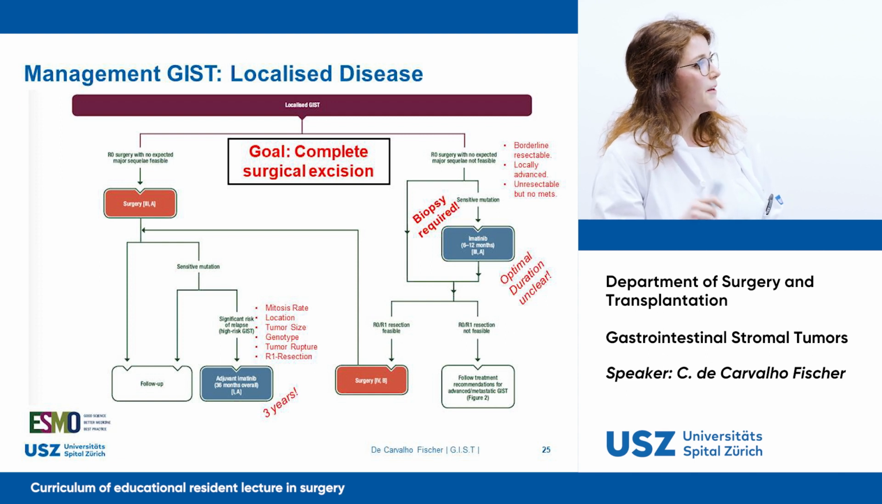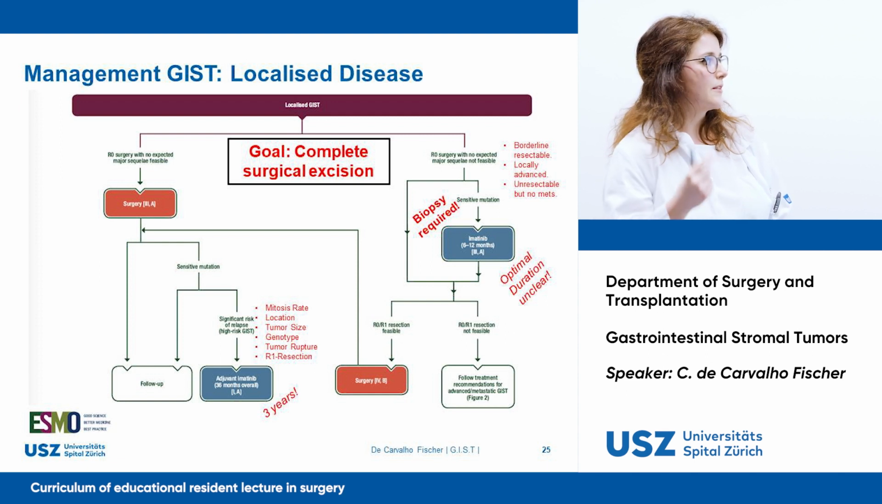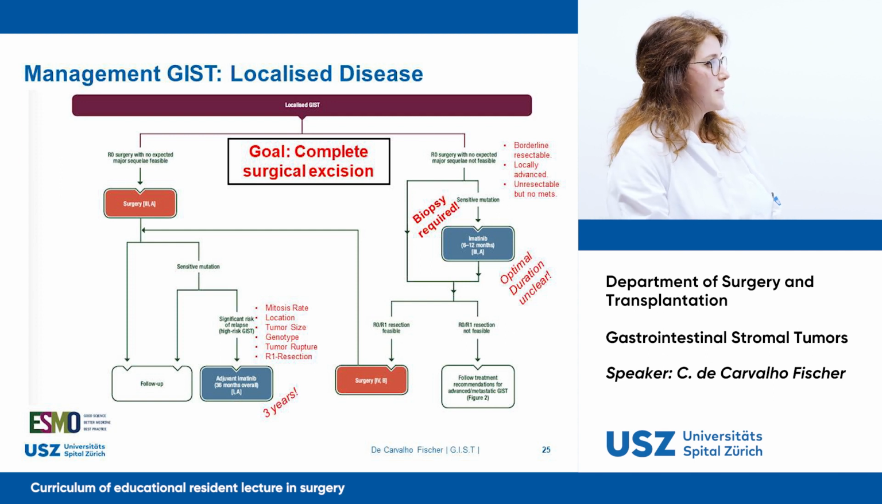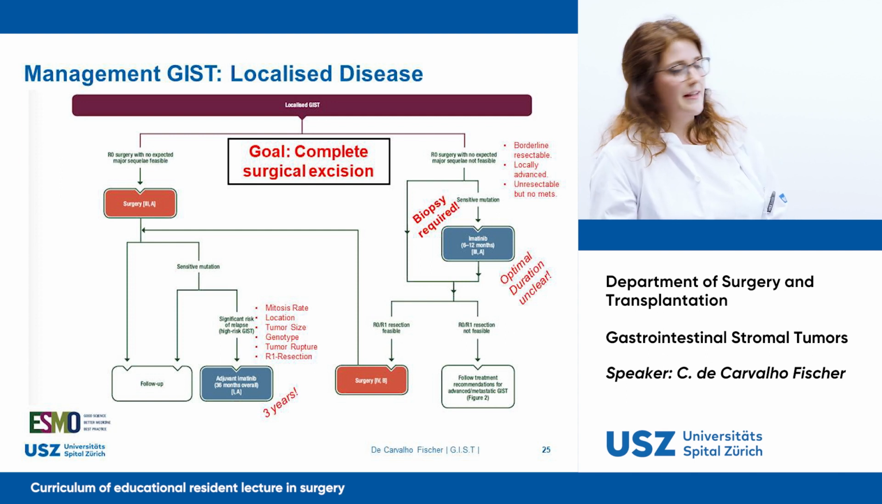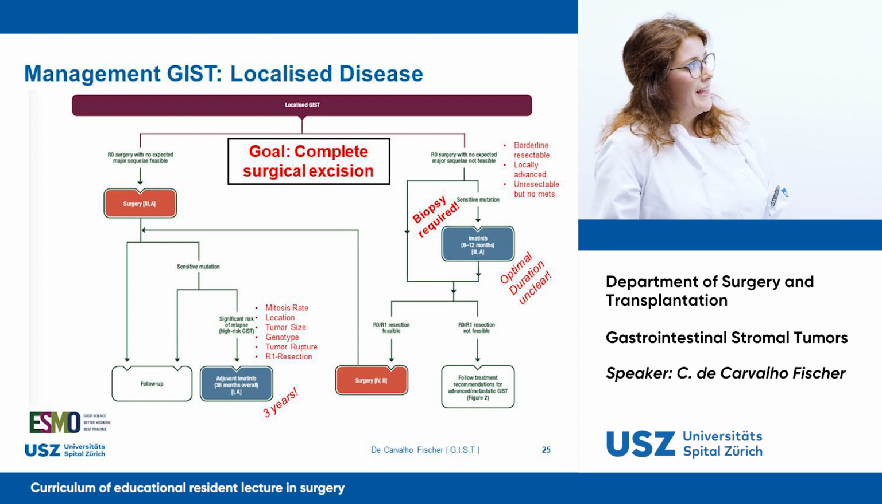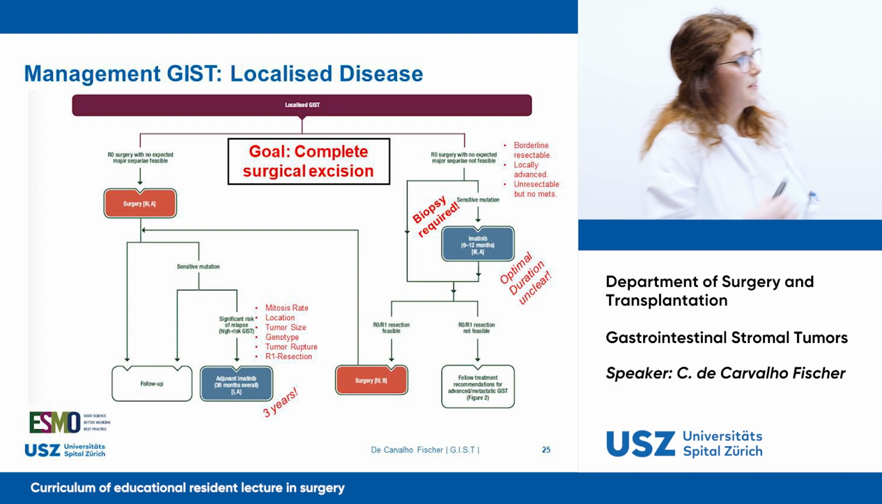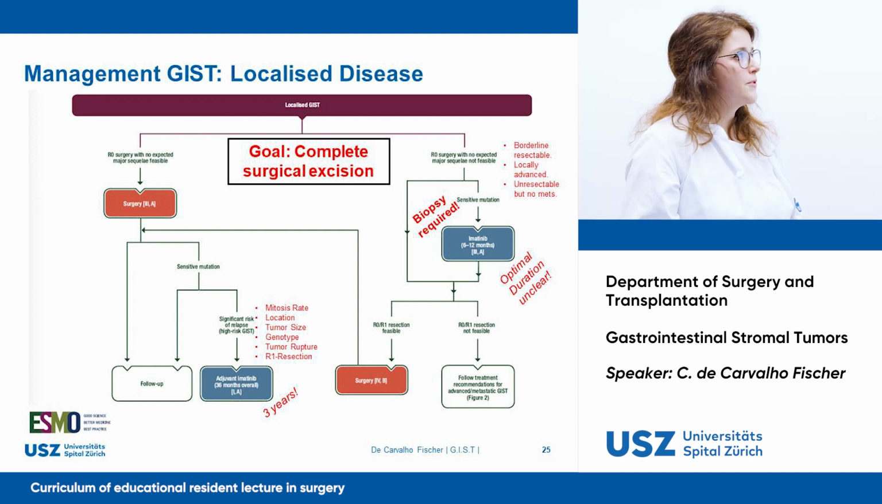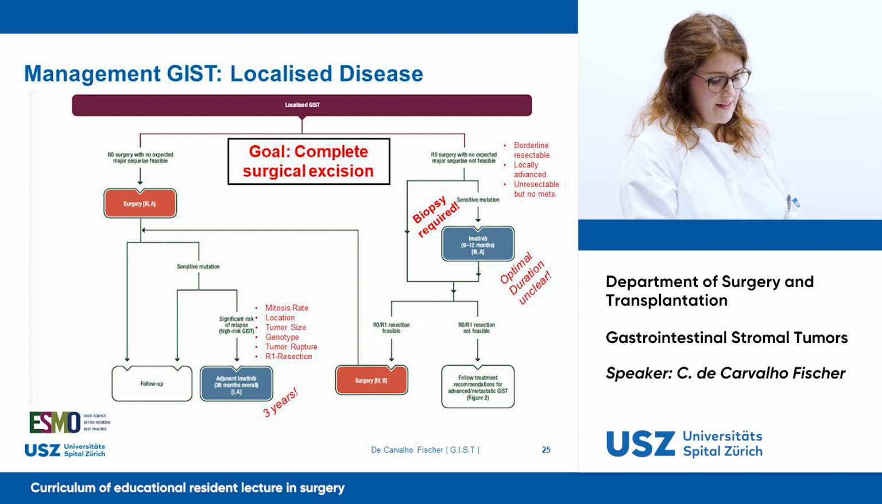Equally, if there was an intraoperative tumor rupture or R1 resection, this would also be a high-risk GIST, and the patient should receive 3 years of adjuvant imatinib. If R0 surgery isn't possible, either because the tumor is too large or morbidity would be too high, then we should biopsy that tumor, perform the same genetic analysis, and consider neoadjuvant imatinib.